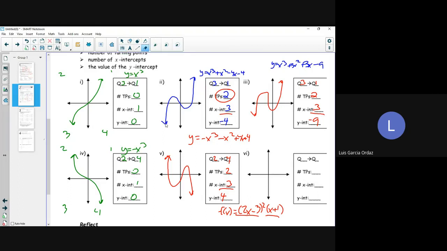Let me just erase this. And based off our previous, this last one is going to look the same as well. So it goes from quadrant 2 to quadrant 4. It has 2 turning points, 3 x-intercepts, and what is our y-intercept for that one? Positive 9.